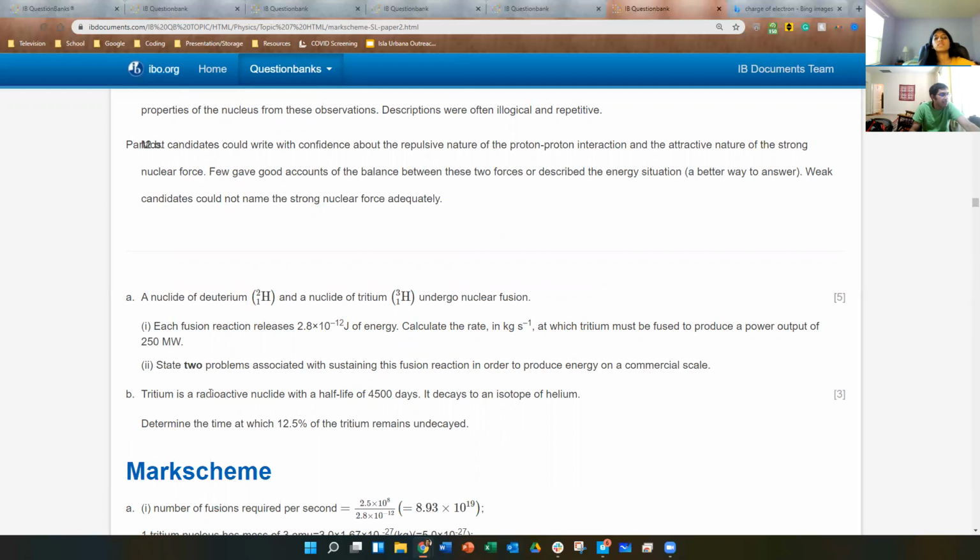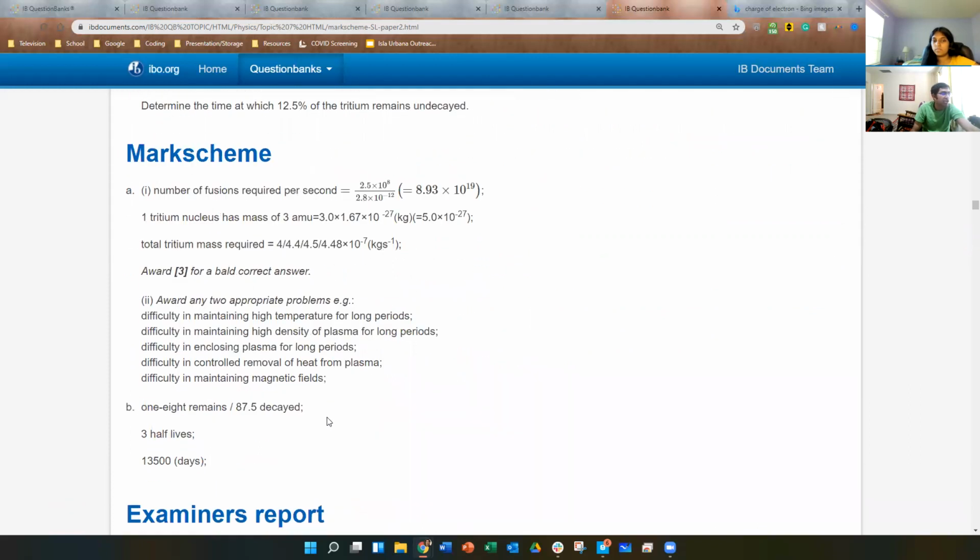We can do this one though. It has a half-life of 4,500 days, decays to helium. Determine the time at which 12.5% remains undecayed. So that's how many half-lives? One half-life would be 50, two is 25, three would be 12.5, so three half-lives. So 3 times 4,500 is 13,500. You can do this in your calc.